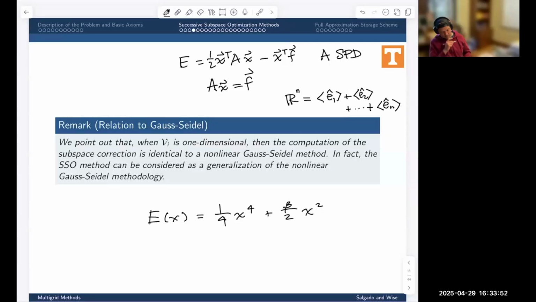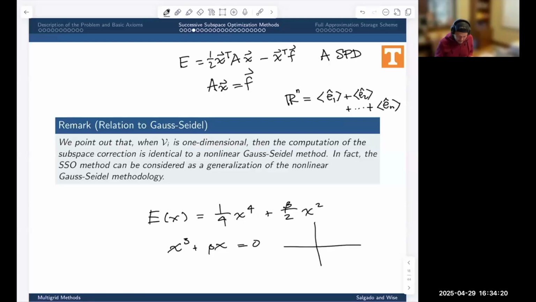Not quadratic, which is still strongly convex and Fréchet differentiable. And if I try to find the minimum of this, of course, the minimum is going to be found by solving the Euler equation. What's the Euler equation in this case? Well, it's just going to be x cubed plus beta x equals 0.